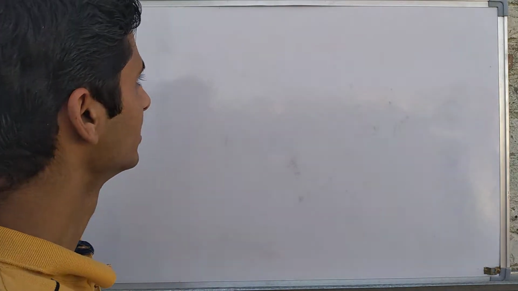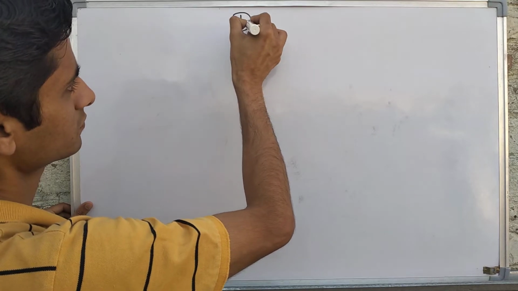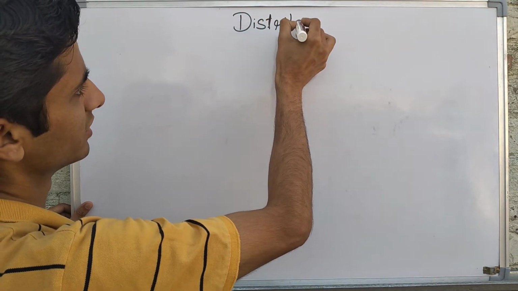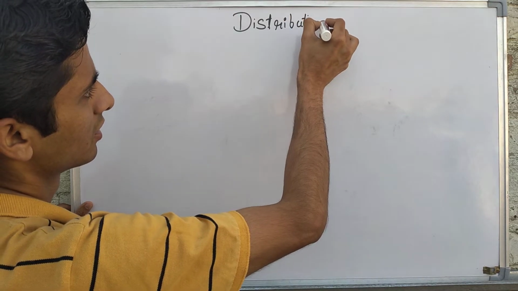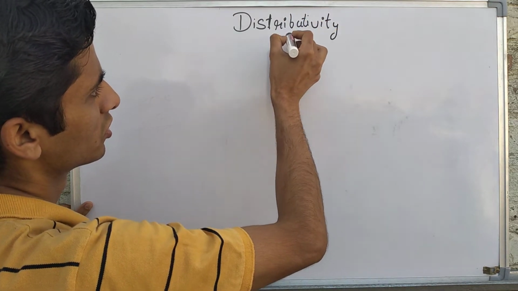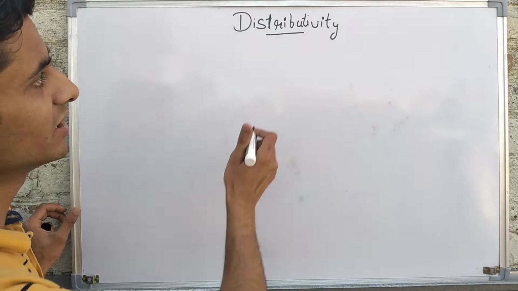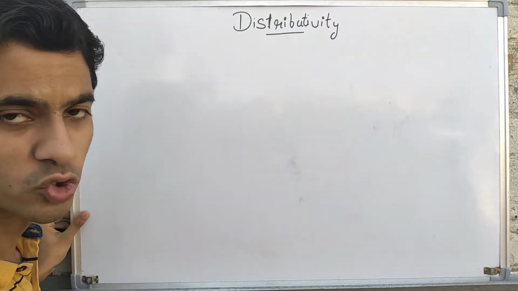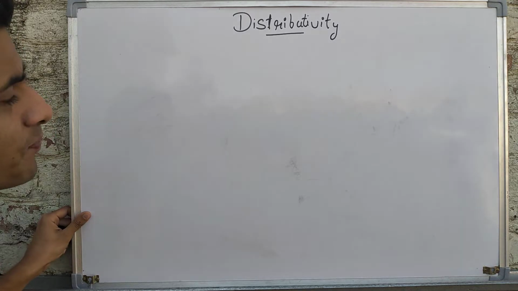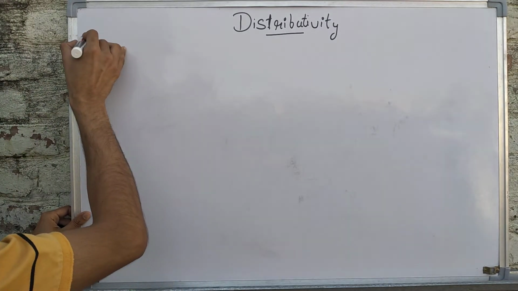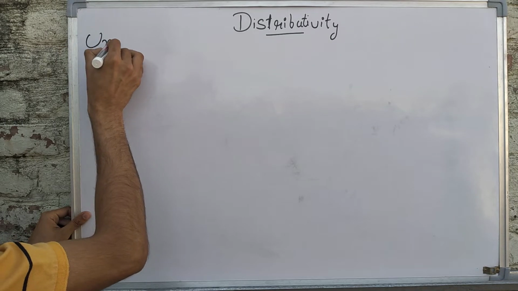So today we will learn the next property, that is called distributivity. We will learn what this property says and then we will use this property to solve some questions for us. Okay. Under this property, let me first give you an idea of this property.